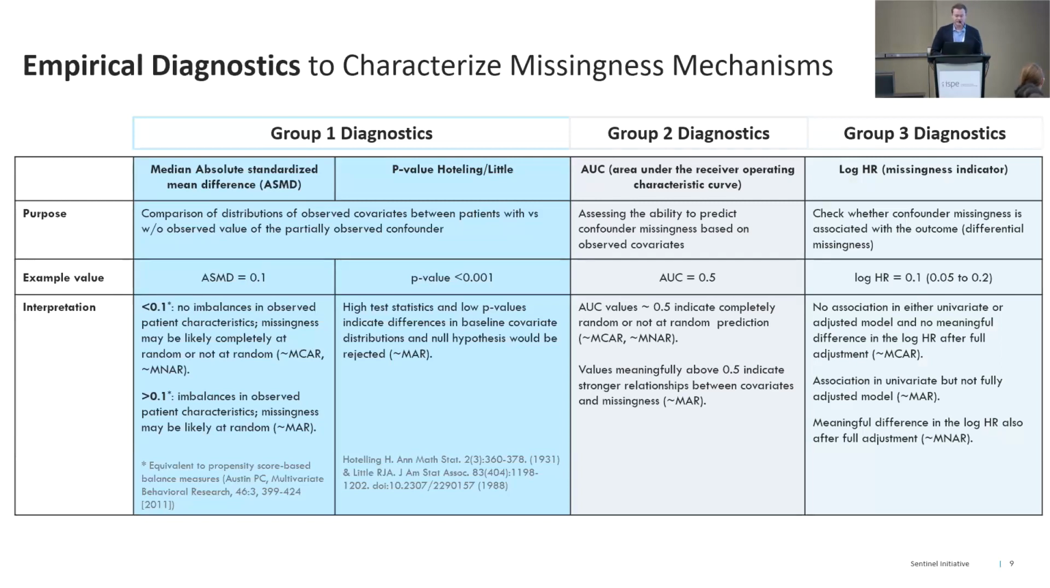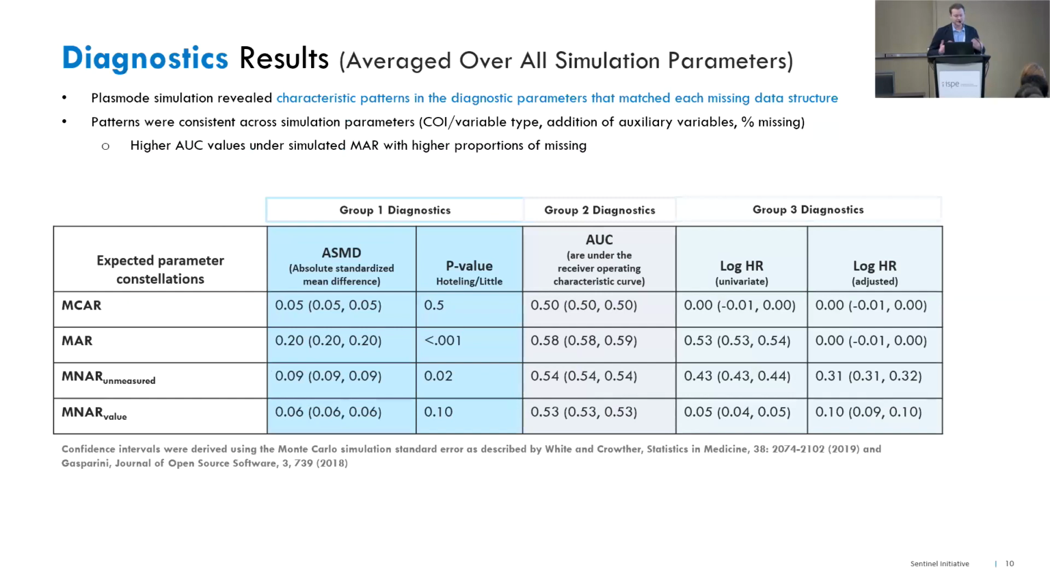Then finally, the group 3 diagnostics, where we would fit Cox proportional hazard models. Here we would assume that if we see no association in a univariate model, so just with the missingness indicator for the confounder of interest, nor in the adjusted model, this would likely follow a missing completely at random mechanism, whereas if there was an association in the univariate model, so a more spurious association, but no association in the fully adjusted model, we would assume missing at random. And finally, if we would see a meaningful difference in both univariate and adjusted models, we would assume missing not at random. And so these are the diagnostic results.